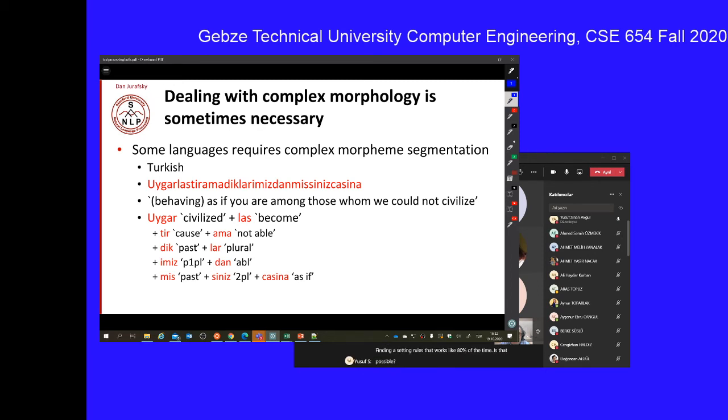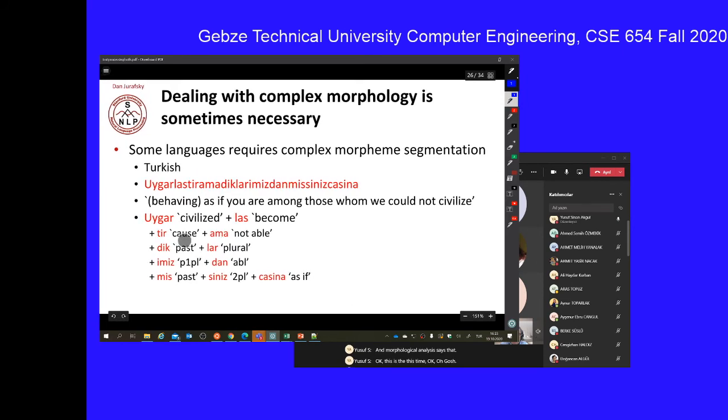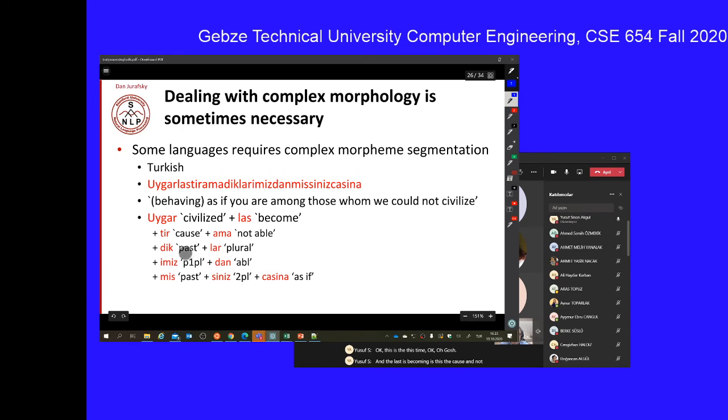This is a very famous Turkish example. Uygarlaştıramadıklarımızdanmışsınızcasına. I cannot read it. And this is the English corresponding sentence. Behaving as if you are among those whom we could not civilize. And morphological analysis says that, okay, this is the stem, uygar, and the lash is becoming, it's the cows and not able and past tense.